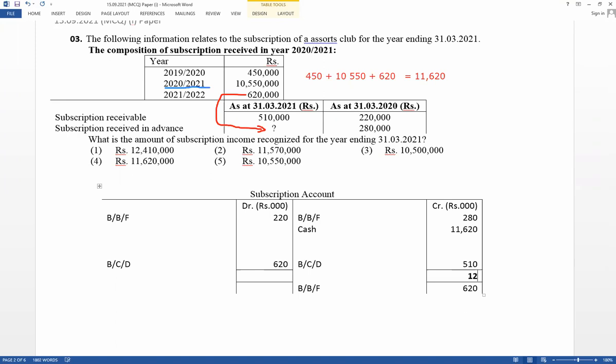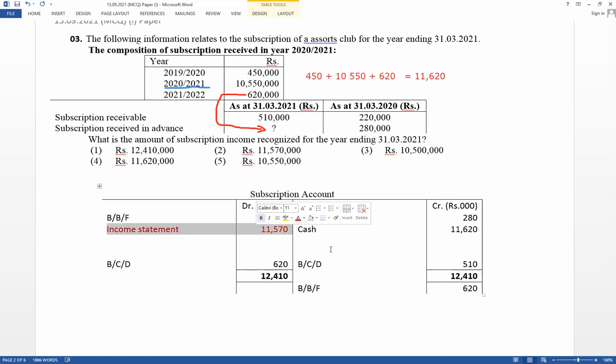12,410. Take that value to the debit side. Then the difference value goes to the income statement. Therefore, as income, you have to consider the difference value 11,507. Think, accrual concept you have to apply for the income statement. This value should be included in the income statement as subscription income.